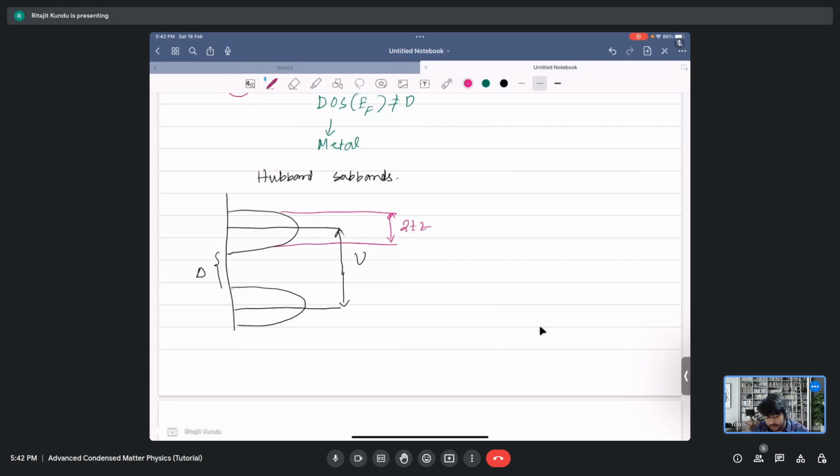Apparently this U and T are different. They're independent variables, right? So for different materials they will be different. But let's say you get something like this, where U is greater than, let's say, Tz. Then you will see that this gap will always be there. If your interaction is very strong, then this charge gap is always there. So there is no density of states at the Fermi energy. In this case what you get is just an insulator. So this is called the Mott insulator.